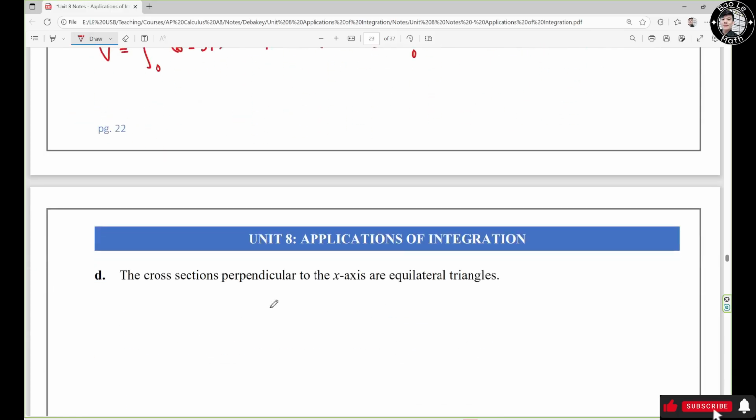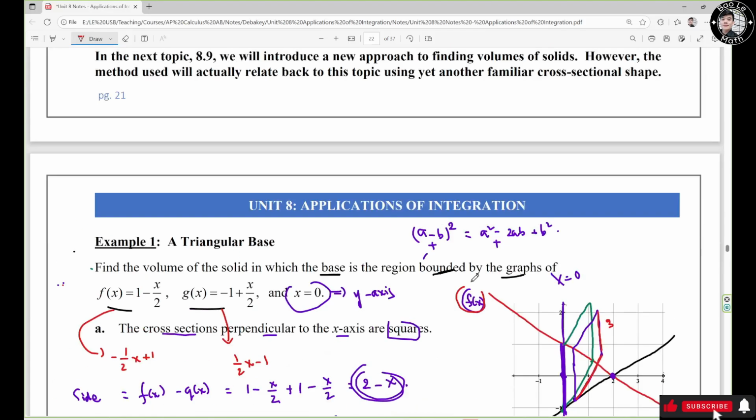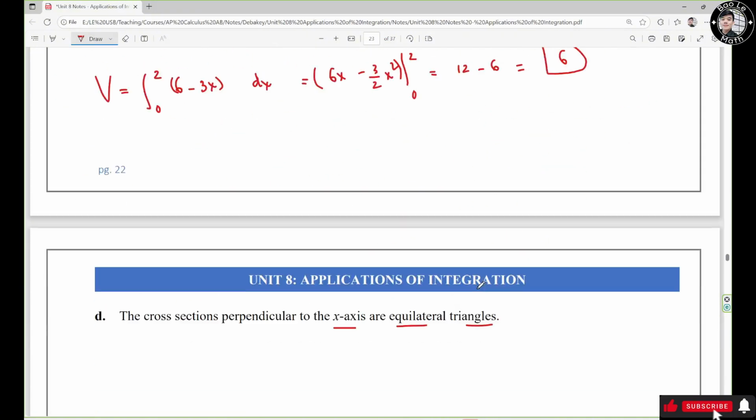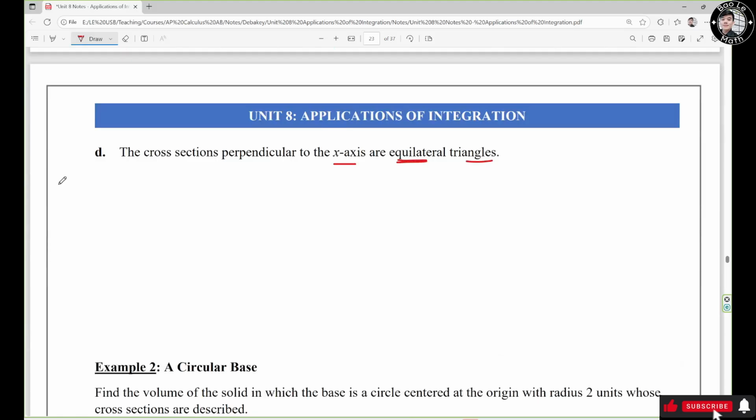Now let's move on to question D. The cross sections perpendicular to the x-axis are equilateral triangles, right? So again, the base is still 2 minus s, right? Because it's going to be the difference between f of s and g of s, right? Now since this one is an equilateral triangle, you know that the base is actually the side, right?